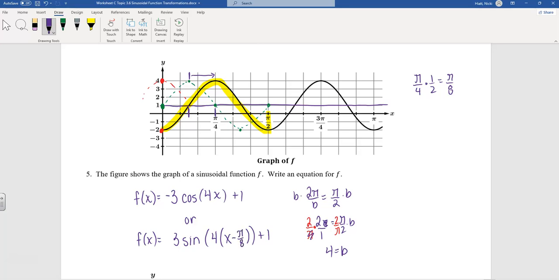So this would be an option. You also could shift it to the left a lot further, but that's a little harder to see from the graph, so I probably wouldn't try that. These would be your 2 most common answers.